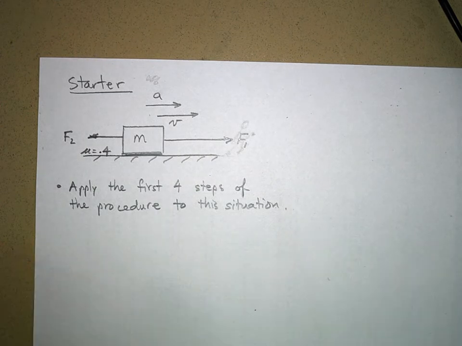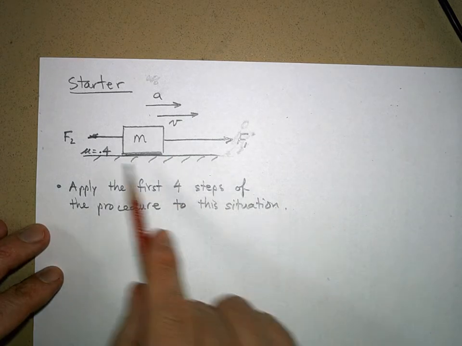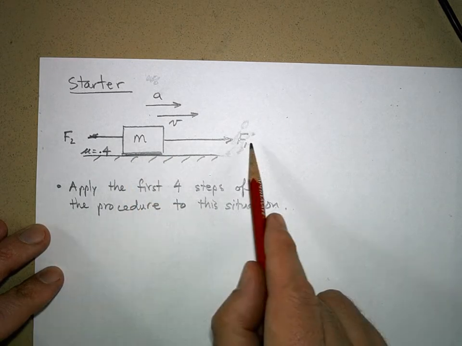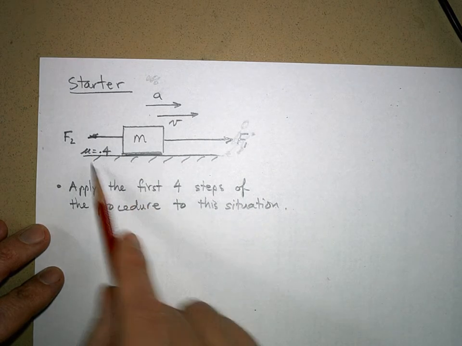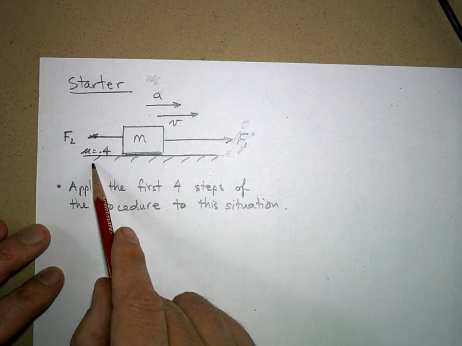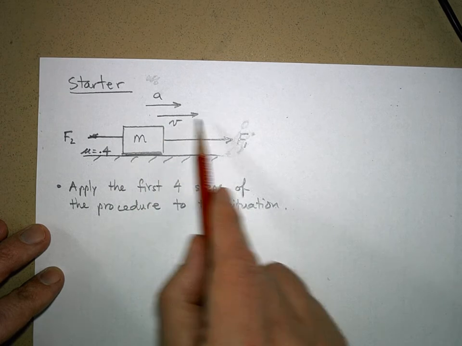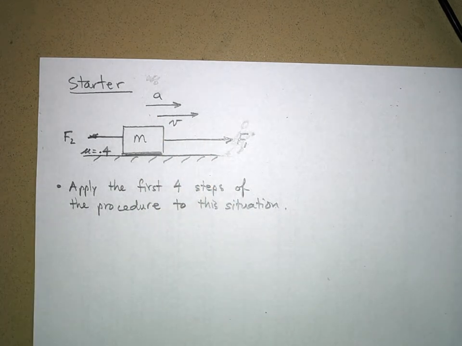We've got an object with a mass of m. It's being dragged to the right by a force F1. It's being opposed by F2, but it's also being opposed by friction. Here's the coefficient of friction. And it's moving to the right, and it's accelerating to the right. So what I want to do is apply the procedure we've been talking about to this situation.